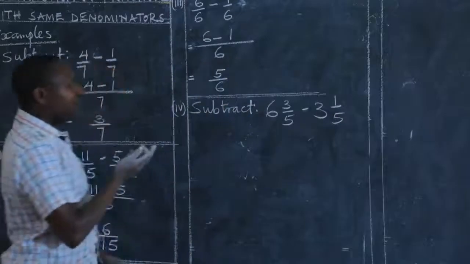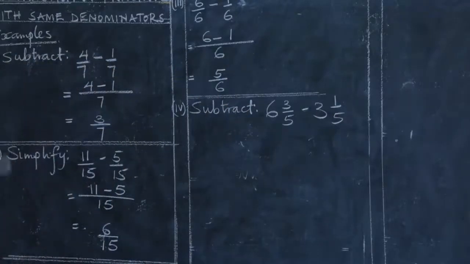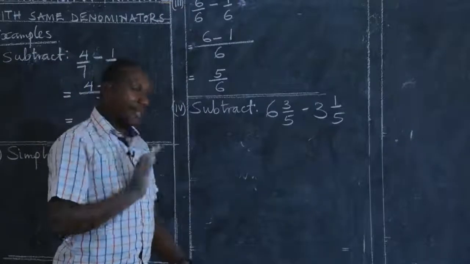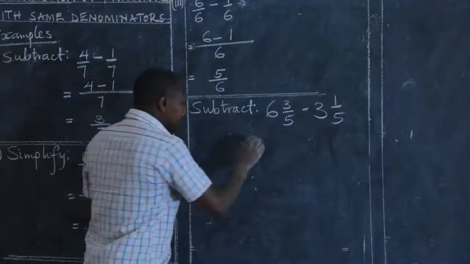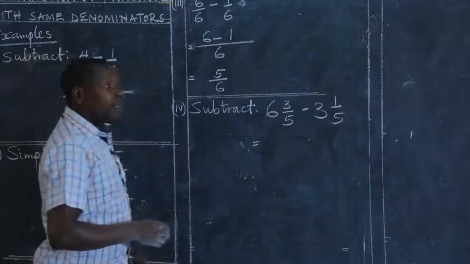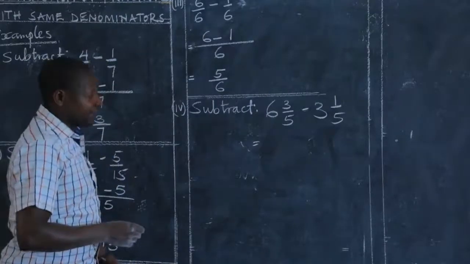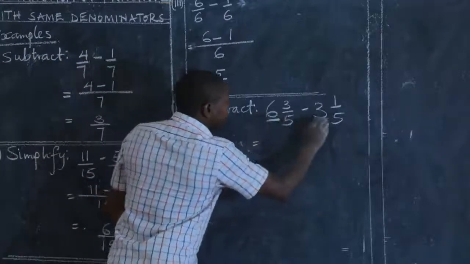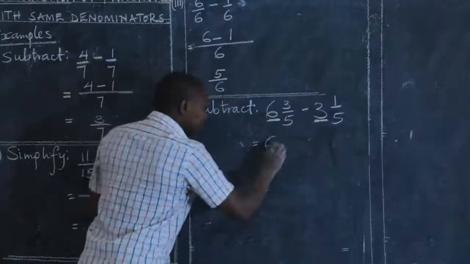Teacher, how do you go about this? Remember what you did in addition. This can also work. But watch carefully. We shall separate the whole numbers from the proper fraction in terms of subtraction. Whereby it will be a whole number is here and a whole number is here. Subtract them. 6 minus 3.